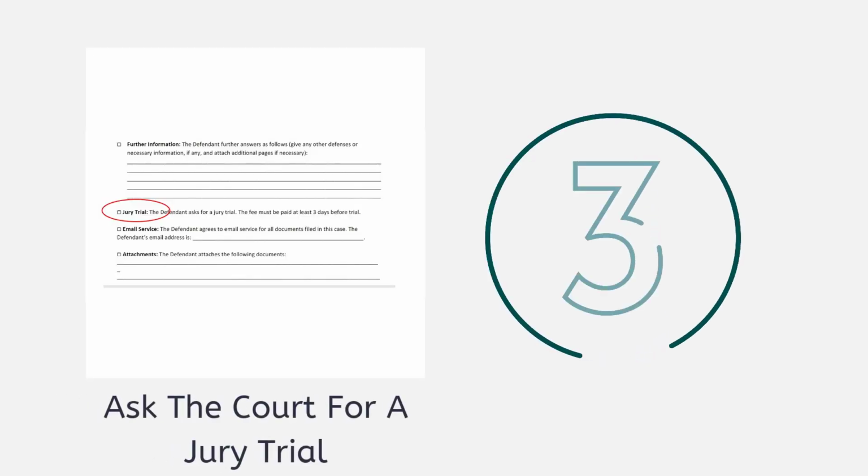Step 3. Ask the court for a jury trial. You can ask the court for a trial by jury. Check this box if you want a jury to decide your case instead of a judge. There is a fee for this. However, if you use the statement of inability to afford court costs, you will not have to pay this fee. You should ask the court for their rules for trials by jury.